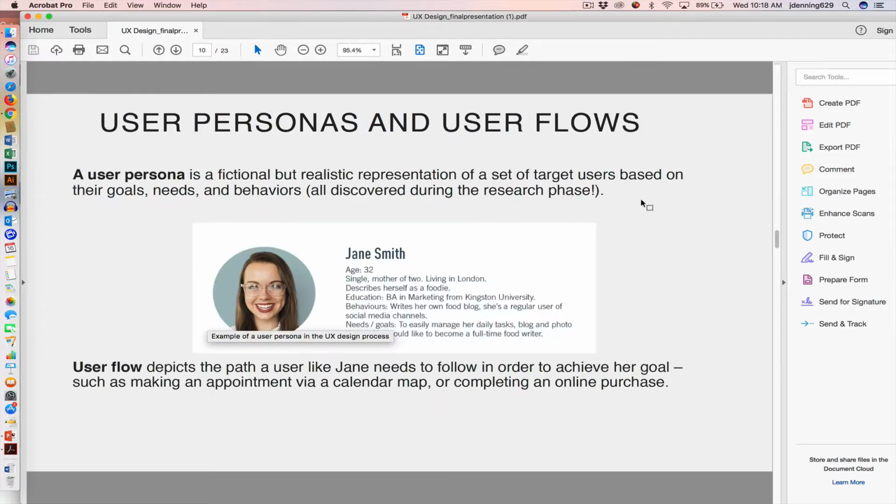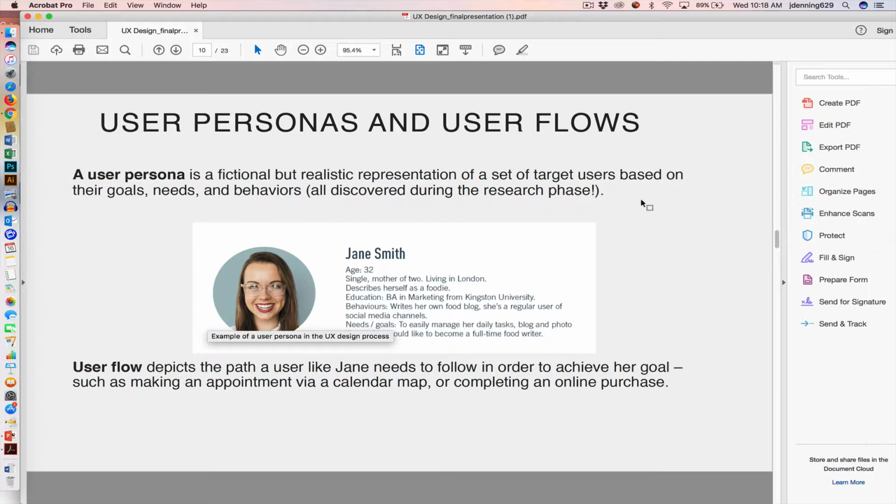A user persona is a fictional but realistic representation of a set of target users based on their goals, needs, and behaviors. And this is all discovered during the research phase. So for example, a user persona here is Jane Smith. She's 32. She's a single mother of 2 living in London. She describes herself as a foodie. She has a BA in marketing from Kingston University and writes her own food blog. She's a regular user of social media channels. It then specifies her needs and goals: to easily manage her daily tasks, blogs, and photos. She would love to become a full-time food writer.